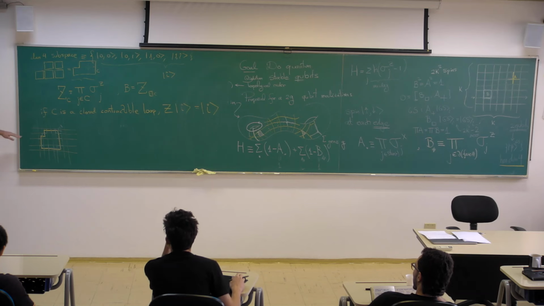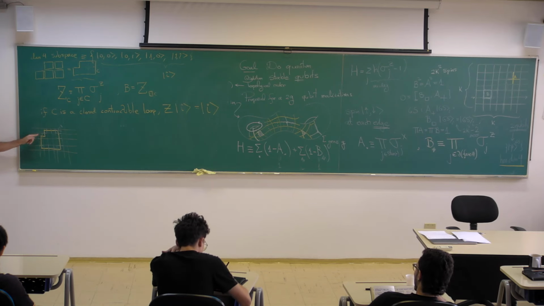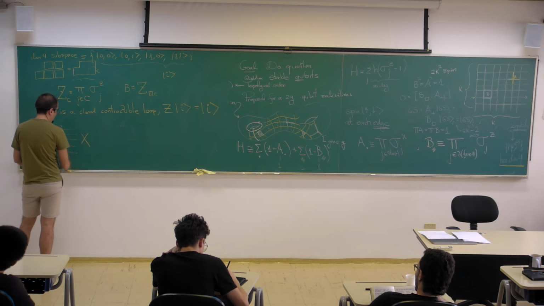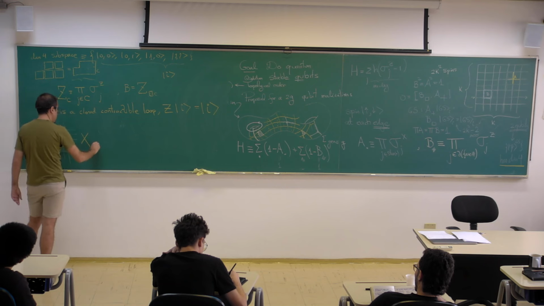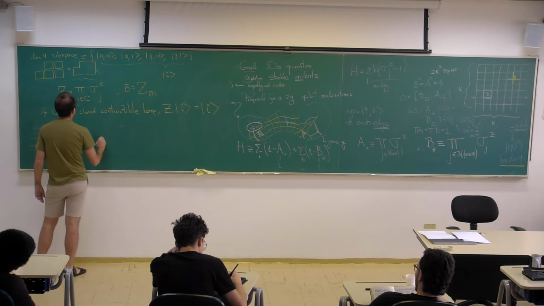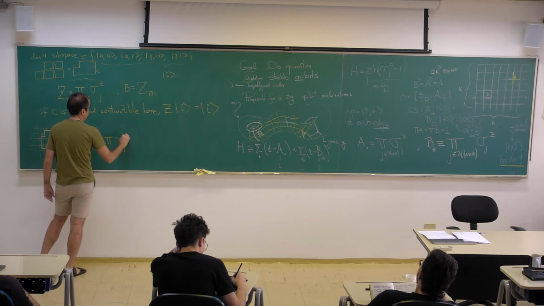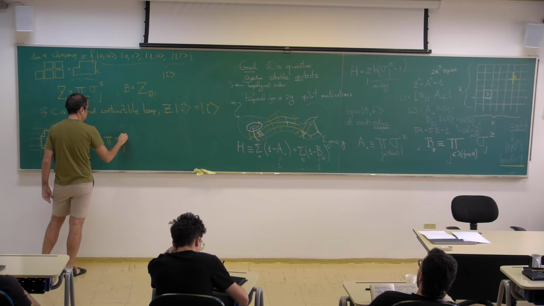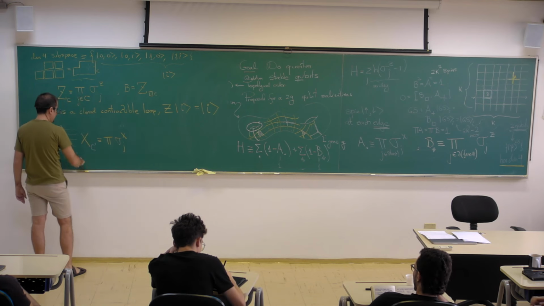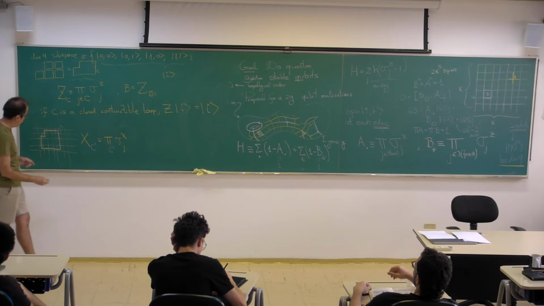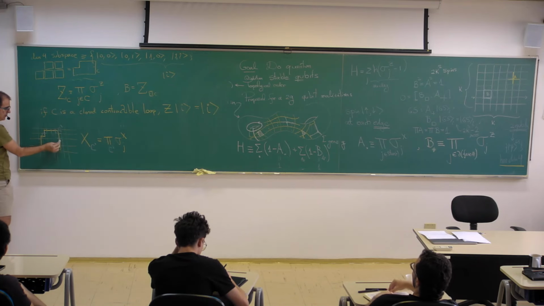You see? Each line that the contour passed, I consider sigma z there. So this operator acts on a given cut contour C prime, would be defined as the product of the sigma x on C prime, where you understand what I mean by that, right? It's the edges that C prime crosses.